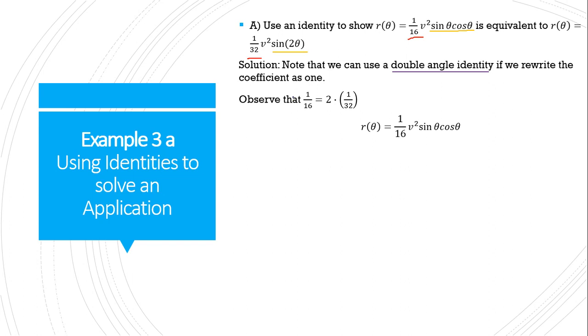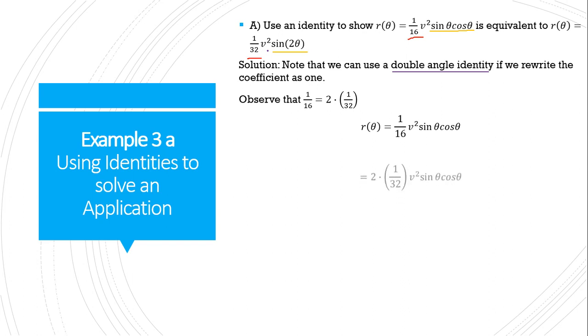But the equation for projectile motion is 1 over 16 v squared sine theta cosine theta. So I don't quite have this. I want to show this is equal to 1 over 32 v squared sine 2 theta.